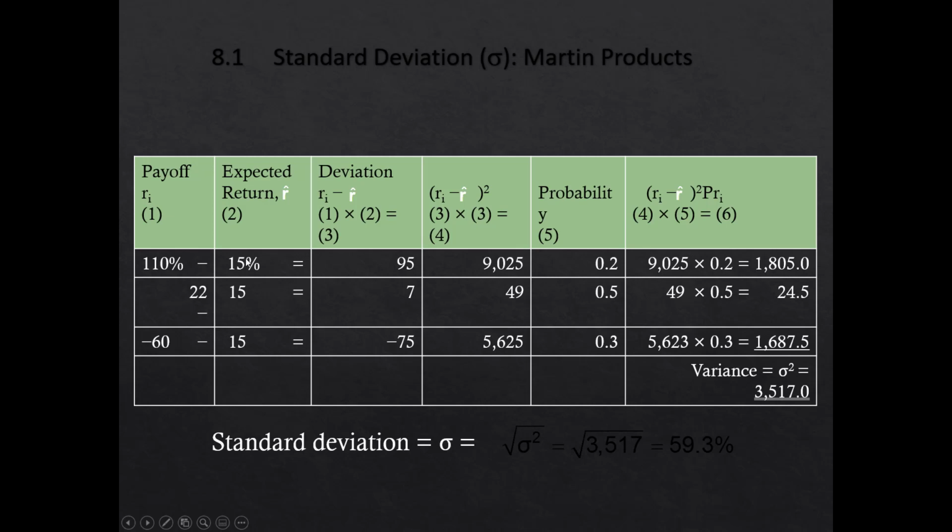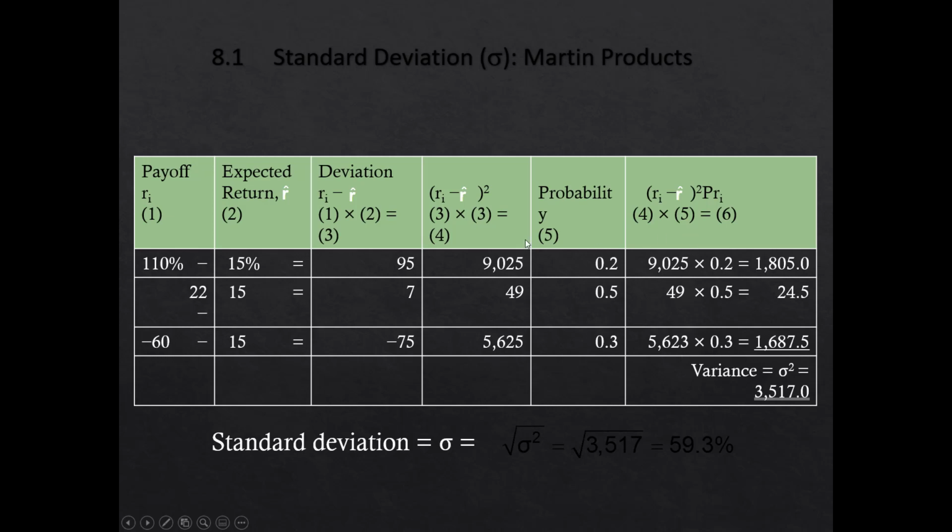When we calculate the standard deviation, if you take R minus R hat, which is the expected return, you get 95. You square it, you get 9,025. You multiply it by the probability of 0.2, so 9,025 times 0.2 is 1,805. And then you do that for the 22% probability for normal and the minus 60% expected rate of return for the bust or for the down market.